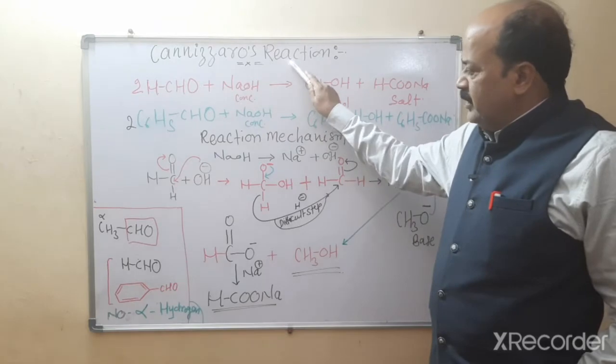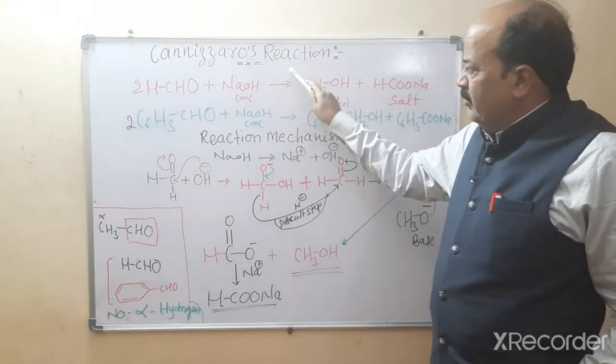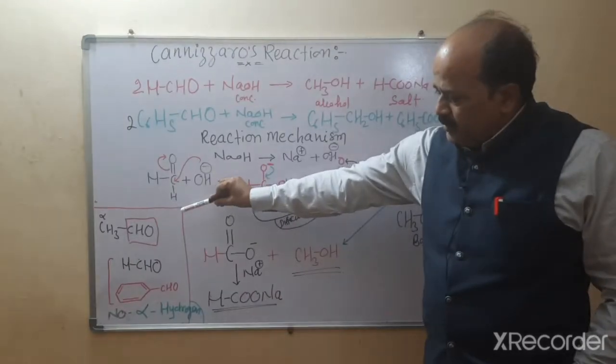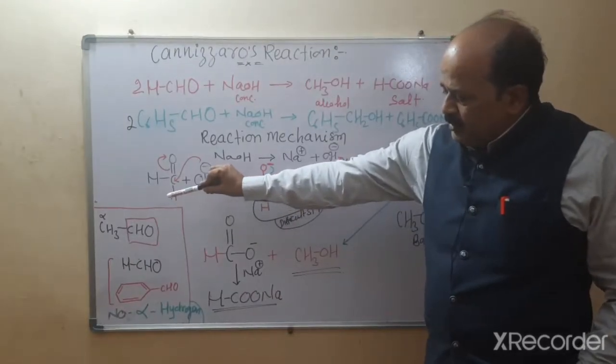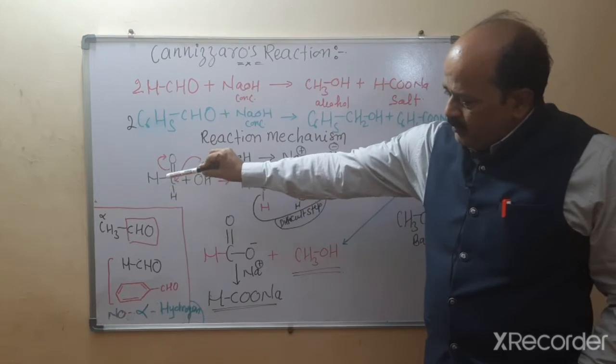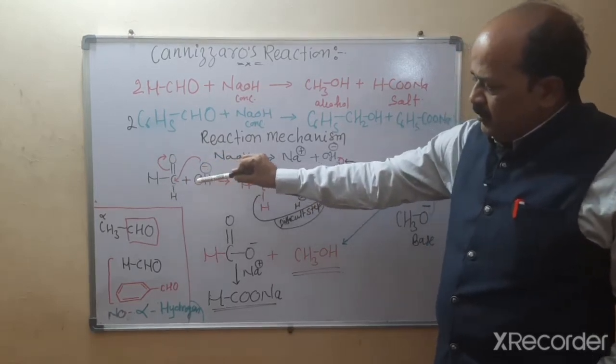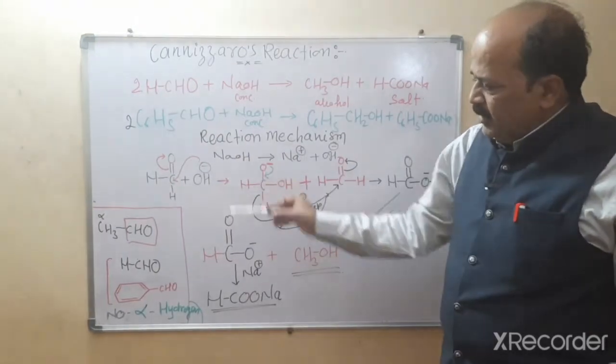So for this reaction, no alpha hydrogens are required. Now see, there is CH3CHO. The CHO carbon is attached to that carbon, so that carbon will be the alpha carbon, and whatever hydrogen is attached to that carbon will be the alpha hydrogen.